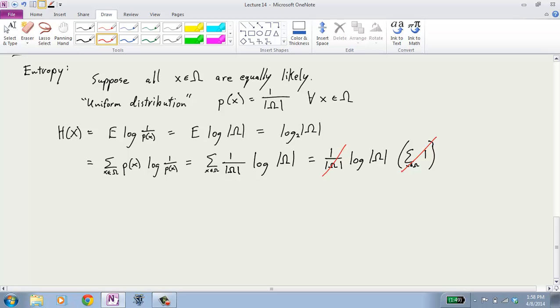This should remind you of the beginning of our discussion on 20 questions. How large of a set can you resolve with 20 questions? 2 to the 20. So the entropy of a set of that size is exactly 20 bits.